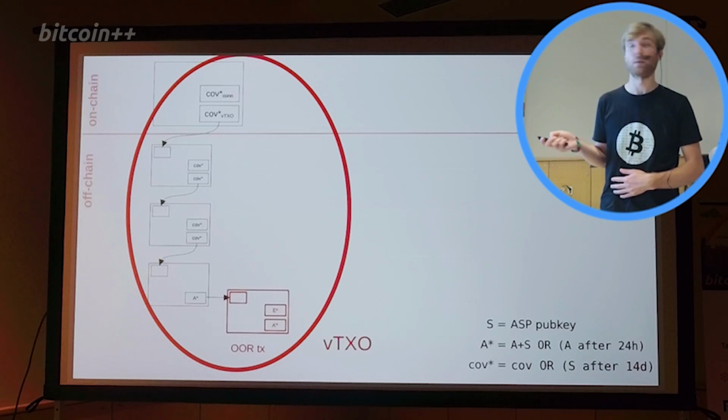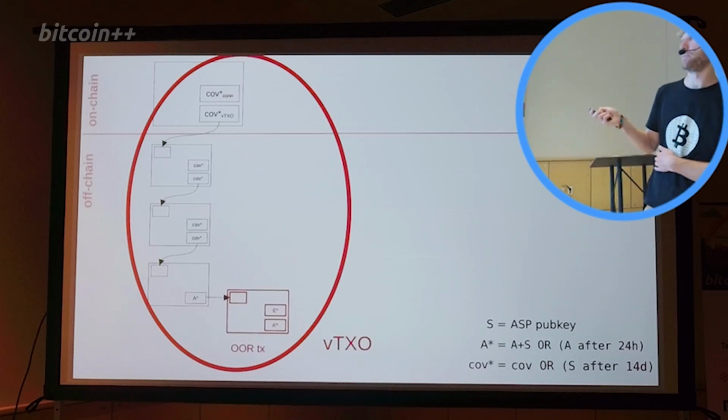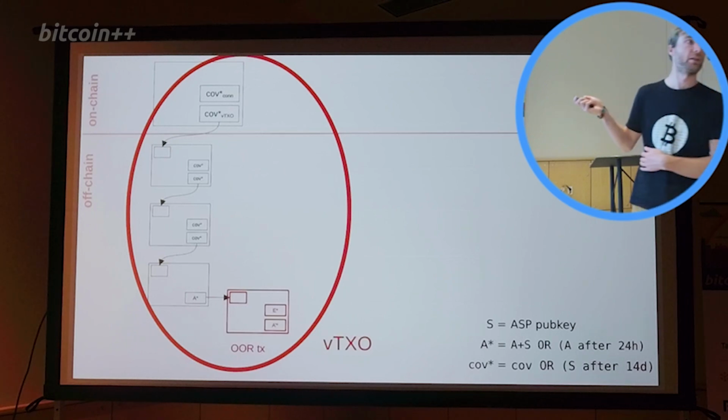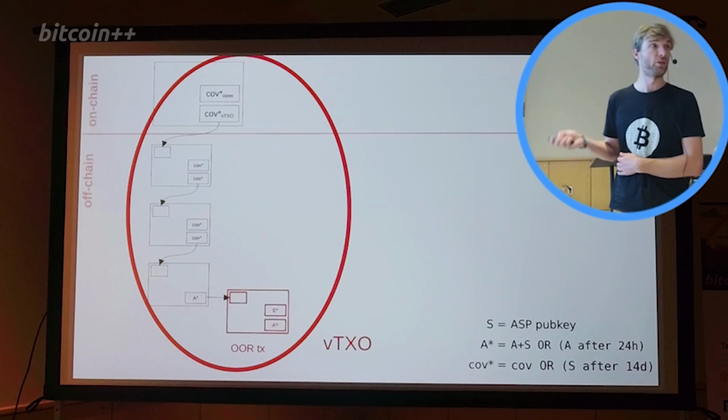In the worst case, they have an equal cost, right? If the user cheats, the user needs to first enroll and then the ASP needs to enroll. And for the connector, we're not using a tree at this point. We're using a chain. So the connector is a single on-chain transaction. So the user will always have a higher on-chain cost if they try to cheat.